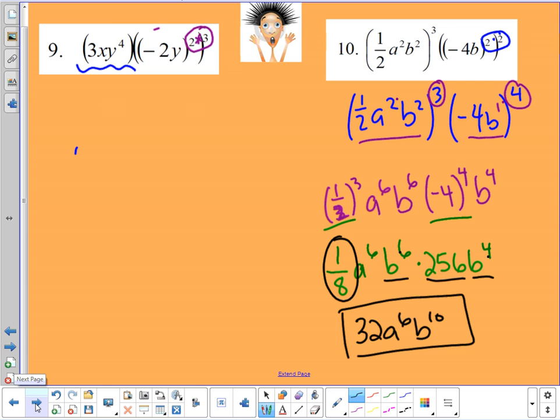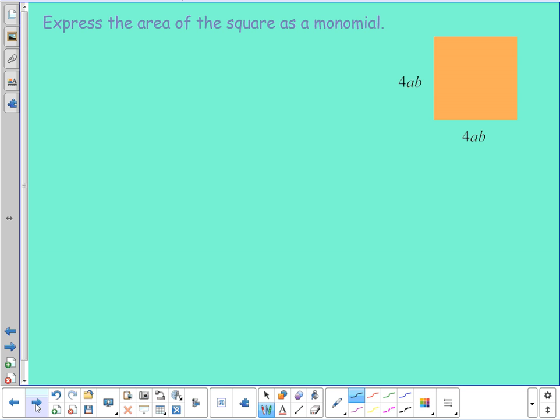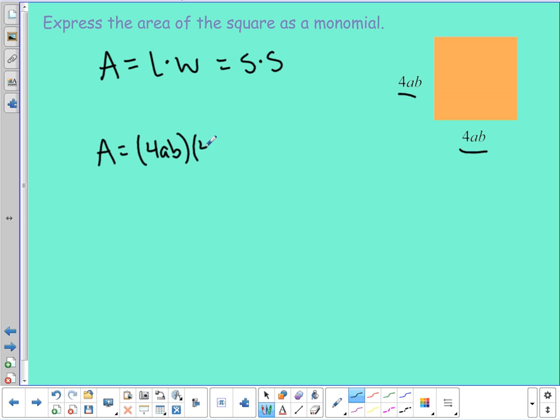So let's talk about our last two word problems here. I think they're a little bit easier to look at. So express the area of the square as a monomial. So let's just revisit the concept of area of the square. Area of the square is going to be length times width, or in other words, side times side, because in a square, side lengths are the same. So if I take care of that, I have 4ab times 4ab.